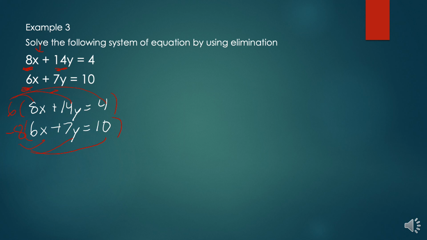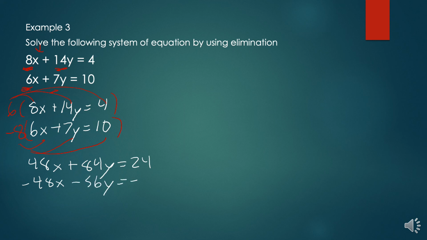What I end up with is 48x plus 84y is equal to 24. The bottom equation is -48x minus 56y is equal to -80. And again, I got these numbers by multiplying. Now you notice that I finally ended up with my opposite coefficients.